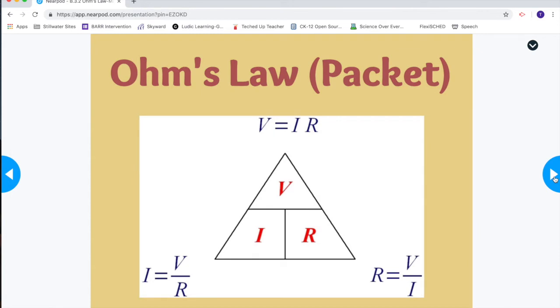All right. This is the Ohm's Law formula triangle again. If you look in your packet, there is a sheet that has Ohm's Law and the triangle written in it. I'm not sure exactly the page, but if you look through, you will find it.